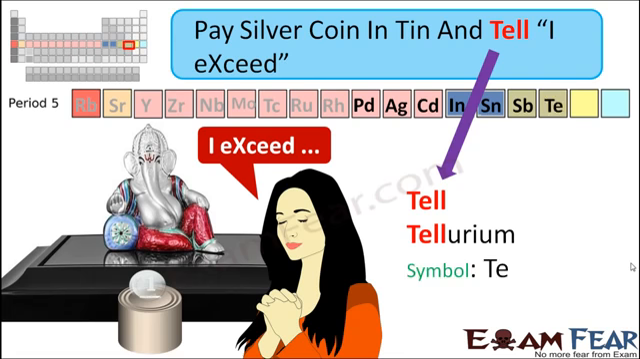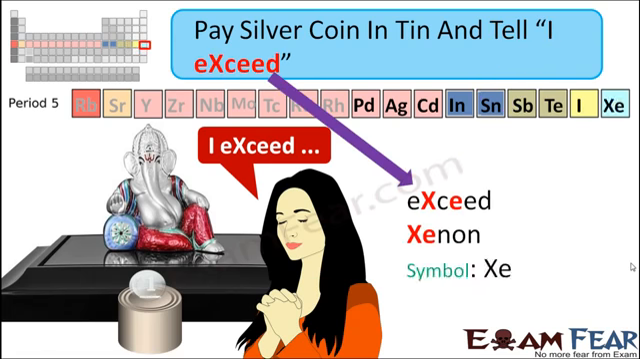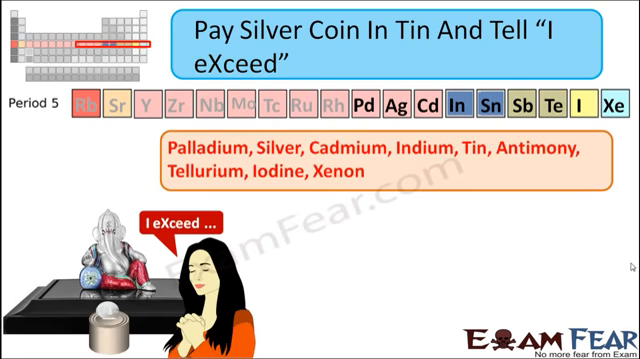Tel reminds of tellurium. I reminds of iodine, and exceed reminds of xenon with symbol Xe. So basically when you look at exceed, it reminds you of Xe, and Xe is the symbol of xenon. So our memory tip for second half of period 5 would be Pay silver coin in tin and tell I exceed.